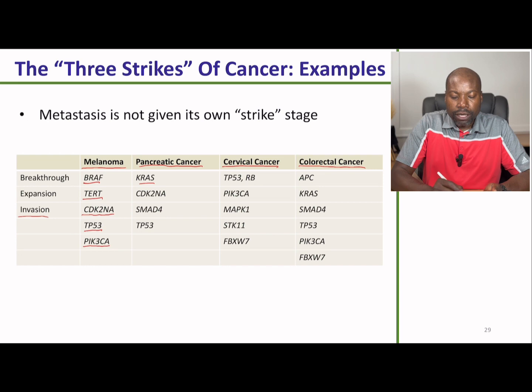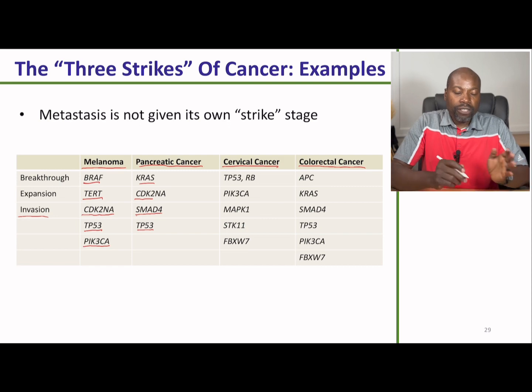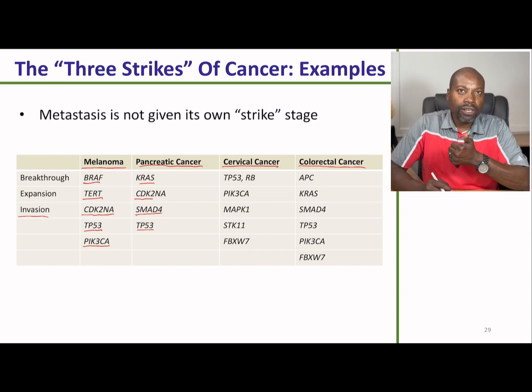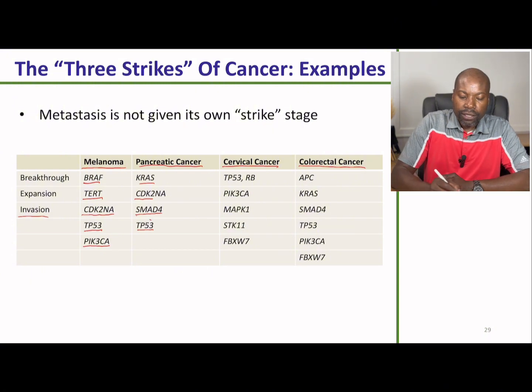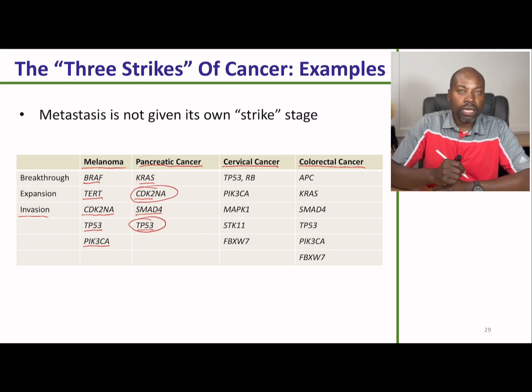Now, for pancreatic cancer, for breakthrough, we have KRAS. Then for expansion, we have CDKN2A, and for invasion, SMAD4 and TP53. Now notice that some of the genes here are associated not just with one cancer, but with multiple cancers. For instance, TP53 and CDKN2A are associated with melanomas and pancreatic cancer.